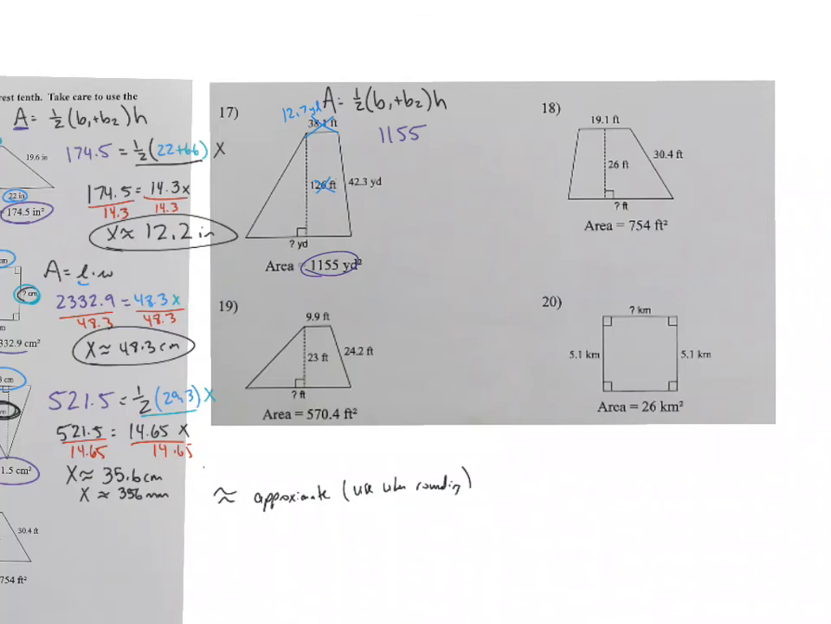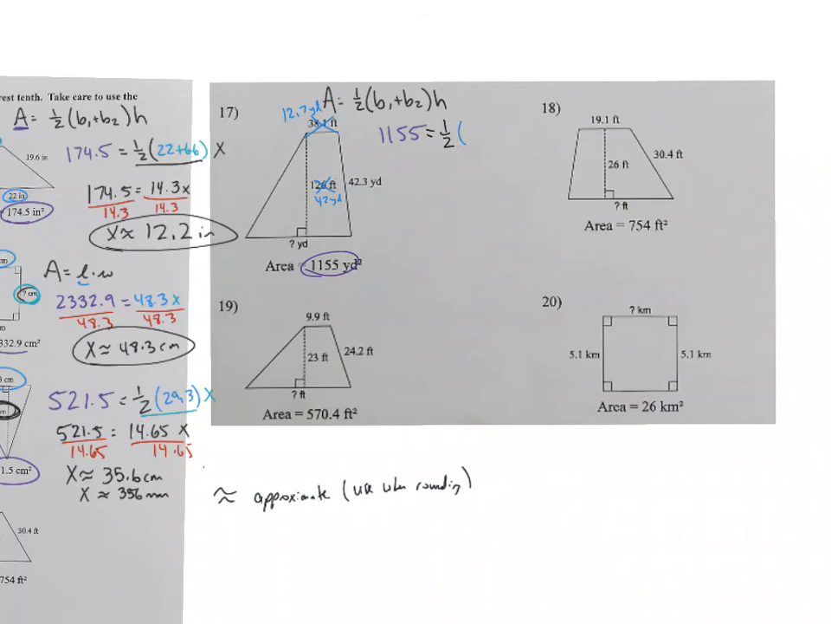126, not in yards. So I'm going to do 126 divided by 3. I'm going to have 42 yards. So now we have everything in the same measurement, and now I can actually do my formula the way I need to. If you do it the other way, you're going to have wrong answers.